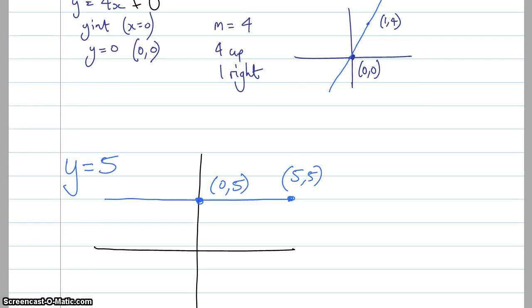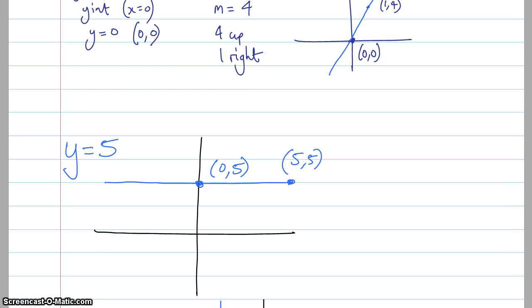I think my last 2 graphs look a little bit tricky. Well, actually, they look tricky, but they're not that bad at all. This one, y equals 5, it's really y equals 0x plus 5. The gradient is actually 0, and my y-intercept is 5. And so if it doesn't go up or down from 5, it doesn't matter what x is, it's always 5. Okay, so if x is 5, y is 5. If x is 30, y is 5. In fact, it doesn't matter what x is, y is always 5. So it's a line parallel to the x-axis.